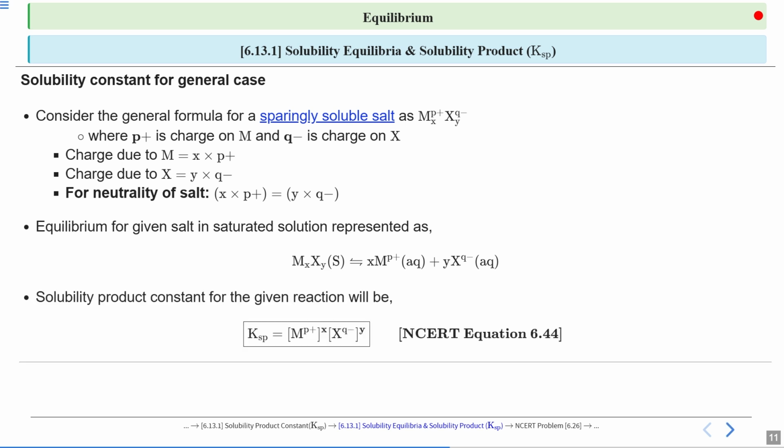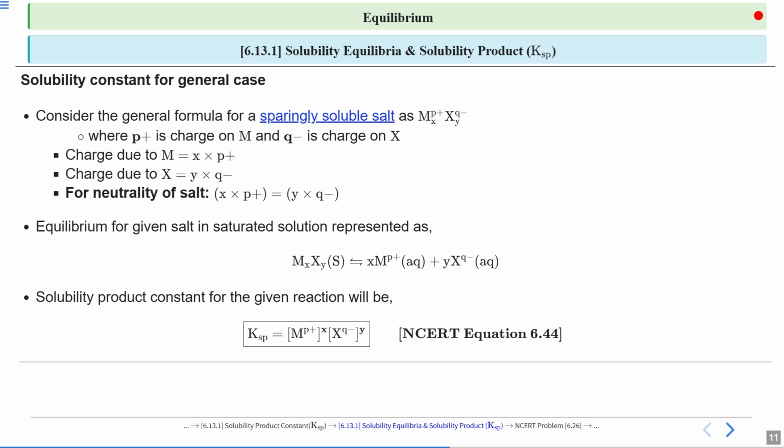Further, if you want to define the Ksp, then what will be the definition? We know that it is very simple. We have to write the concentration of each ion and raise them to a power equal to the stoichiometric coefficient. So we can write Ksp is equal to [Mp+] raised to the power x and [Xq-] raised to the power y. So this is your final calculation for Ksp for a general case.